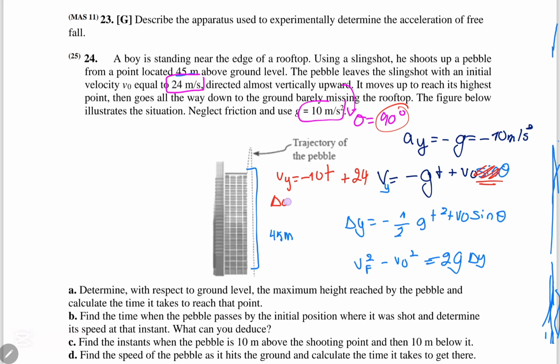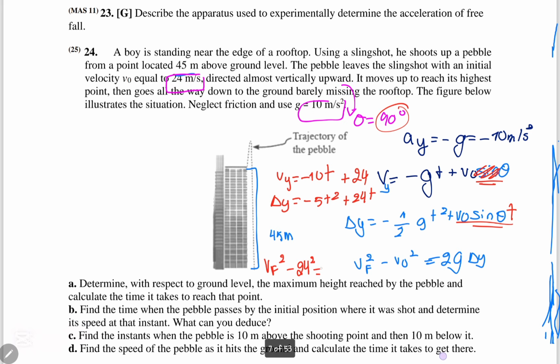Now, delta y would be minus 1/2 times 10, so that's minus 5t squared, plus v0 sine theta t, please don't forget the t, excuse me, plus 24t. And then here, what would I get? I have velocity final. Do I have velocity final? No, I don't have velocity final. So velocity final squared minus velocity initial squared, which is 24 squared, is going to be equal to minus 2 times 10, so minus 20 times delta y, okay?